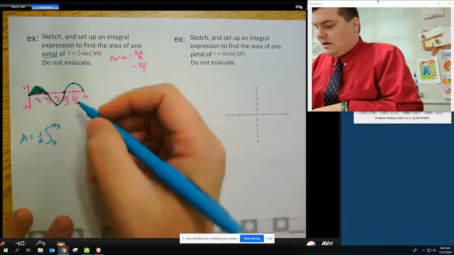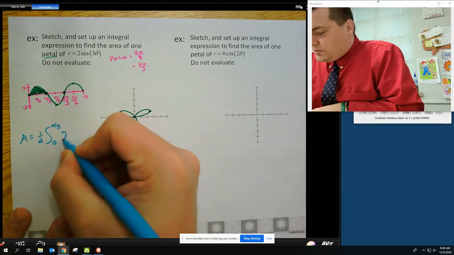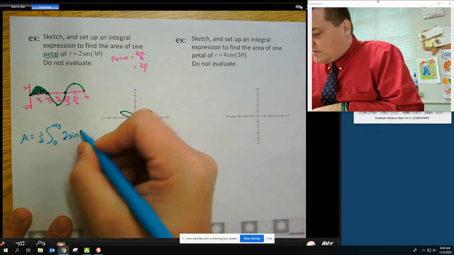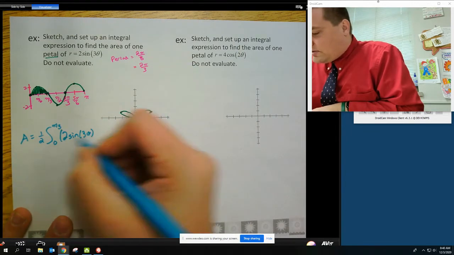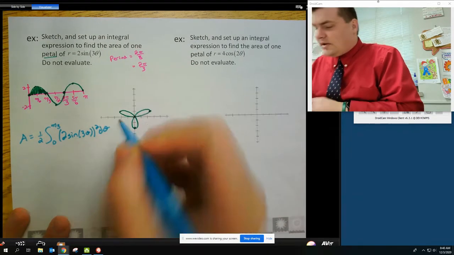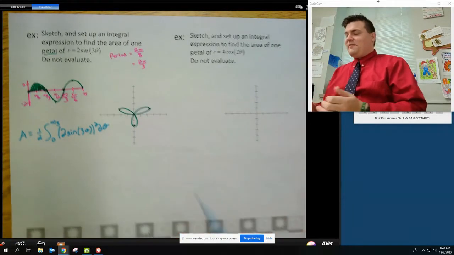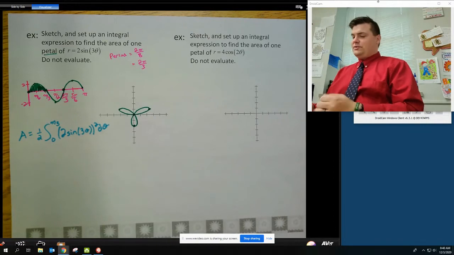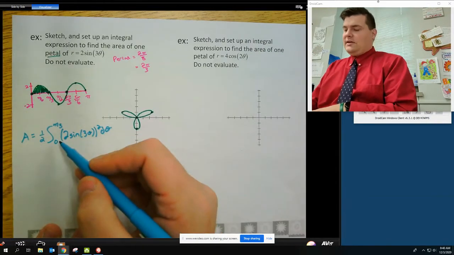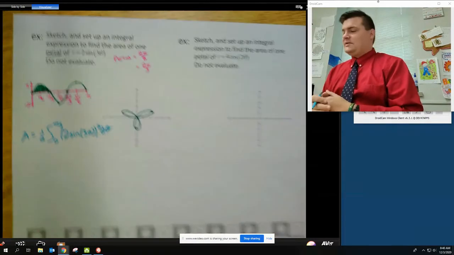And then that's going to be r squared. It's (2 sin 3θ) all squared dθ. And that's my setup, and I'll find us the area of 1 petal. If you needed to find the area of the entire rose, all you would do is find the area of 1 petal and then multiply it by however many petals it has. Okay?